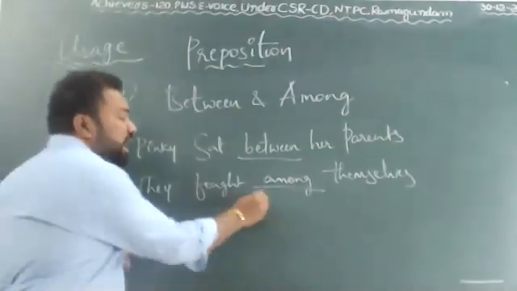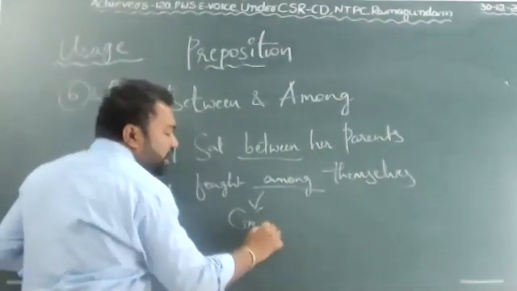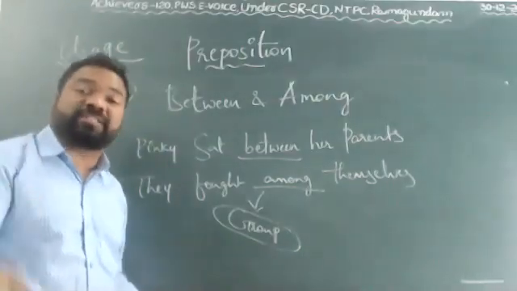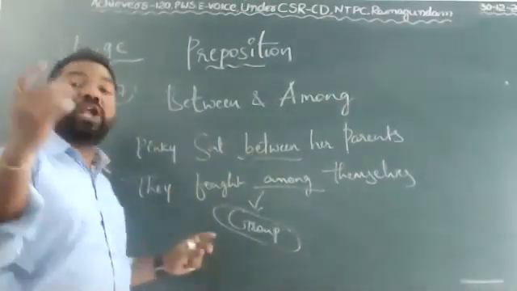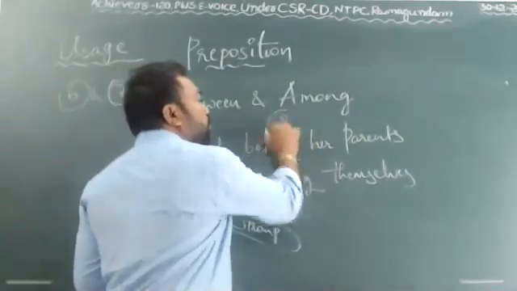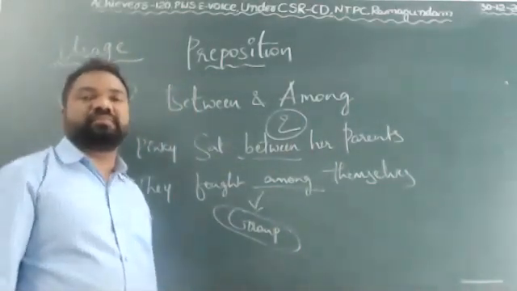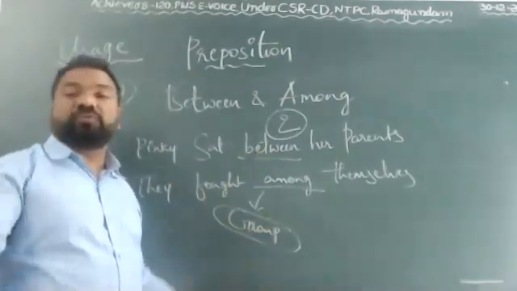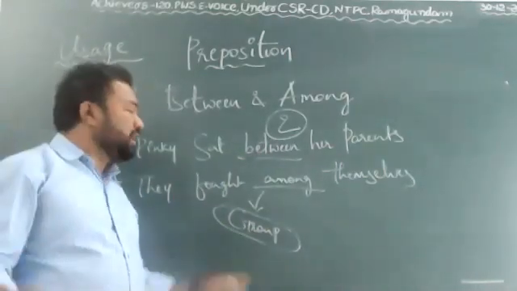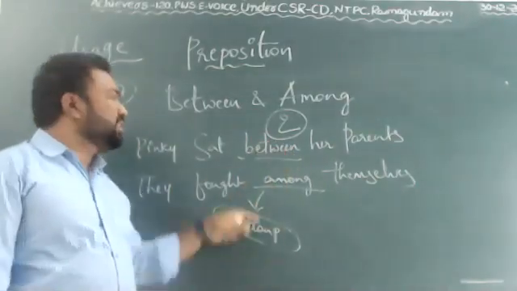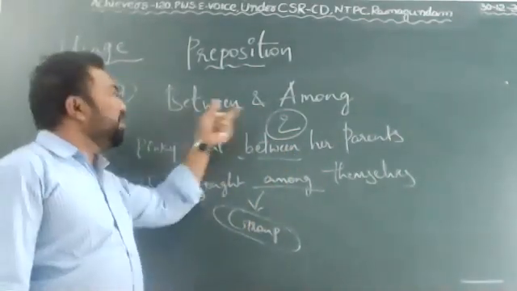Like here, among is used when a group of things, a group of places are there, or a group of persons. And when it comes to between, only two persons, two places, or two things. Between is used between two. That's it. Among is used for so many. This is the difference. Among or between.